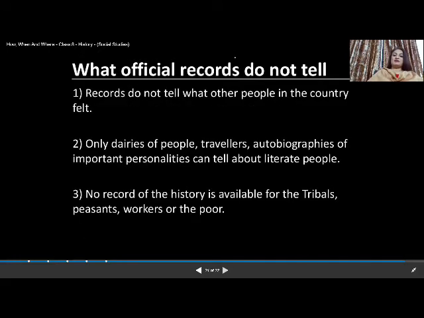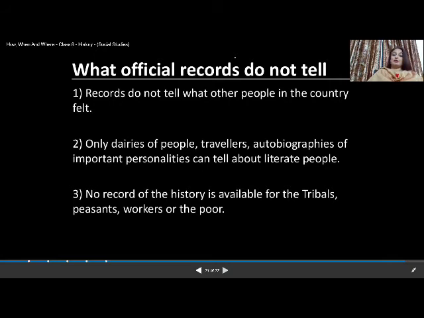What official records do not tell. In official records, we have a record of kings and all the main events. When the king annexed, a lot of battles, wars, all records and dates are there. But what official records do not tell is what other people in the country felt. What did ordinary people feel? How did the tribal people feel?